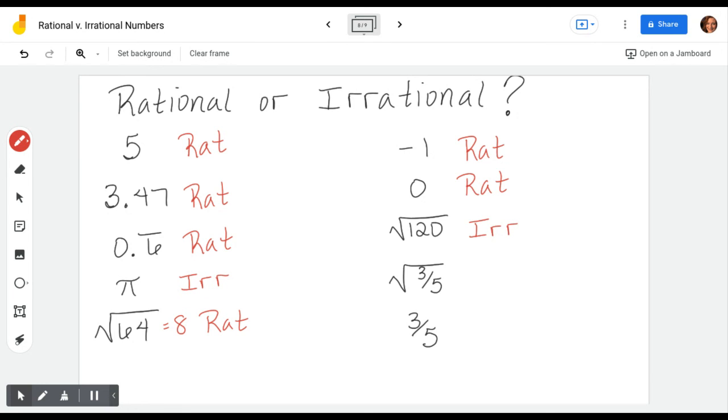You can do square roots of fractions, but to decide rational or irrational, you've got to see if those are perfect squares. 3 and 5 do not have whole number answers when you take the square root, so that is irrational. But just a normal 3/5, it's not saying the square root of 3/5, it's just saying 3/5. That's fine, that's rational.